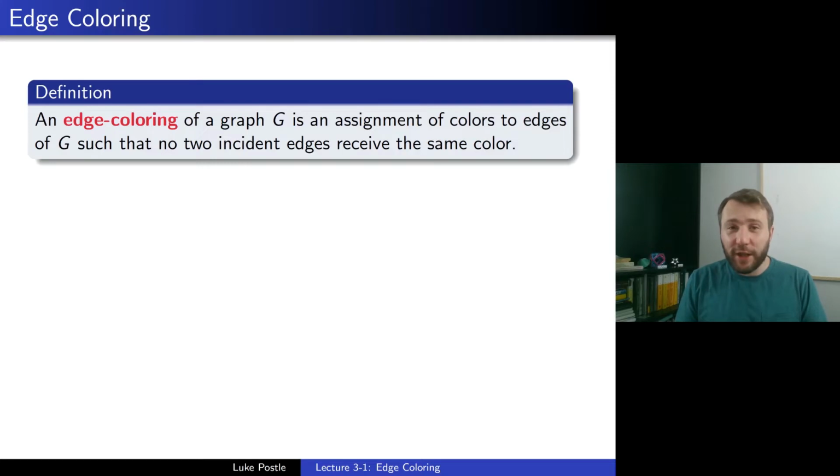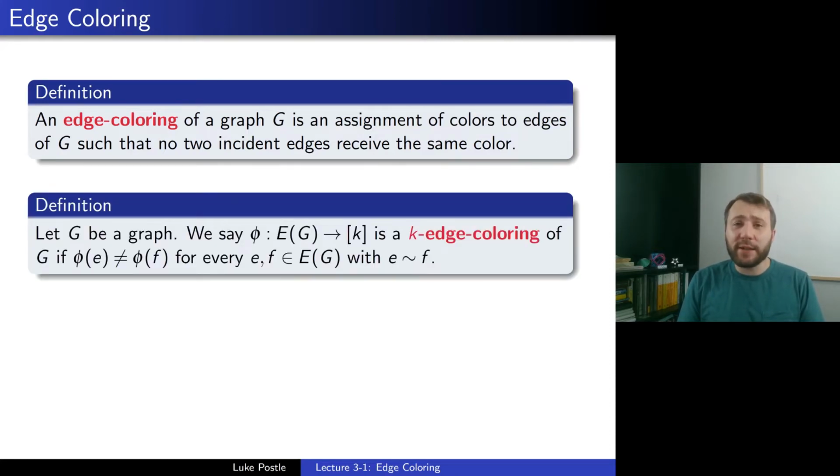So what is edge coloring? Well, last week we had discussed coloring graphs by coloring their vertices. Here we'll be coloring their edges. So an edge coloring of a graph G is an assignment of colors to the edges of G, such that no two incident edges receive the same color. And remember that two edges are incident if they share a common end.